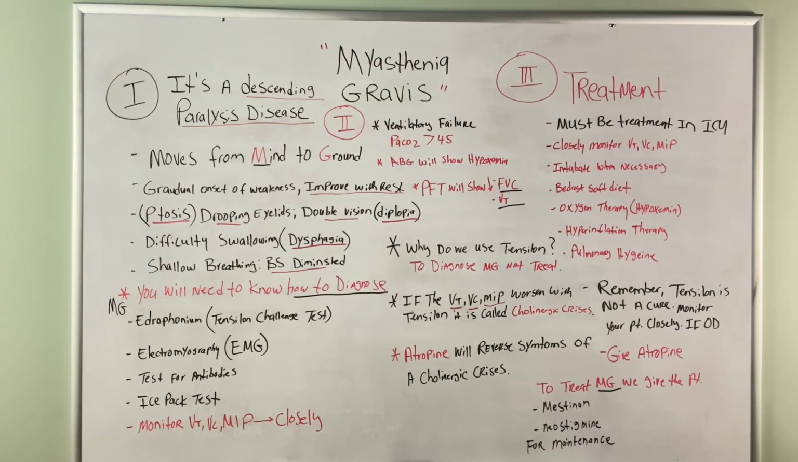And we also test for antibodies. The ice pack test is highly recommended and highly used to diagnose neuromuscular diseases in these patients on the TMC exam. The ABG will show hypoxemia. Pulmonary function testing will show decreased forced vital capacity and decreased tidal volume. We must protect the ventilation status of these patients, okay? We do not use Tensilon to treat these patients. We only use Tensilon to diagnose myasthenia gravis and these neuromuscular diseases. And there you have it.